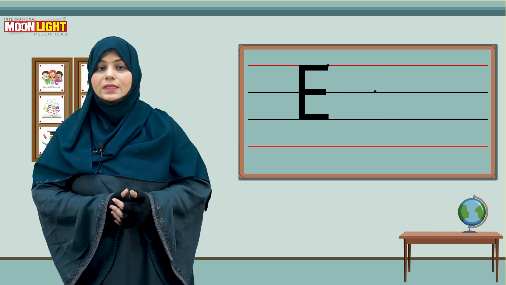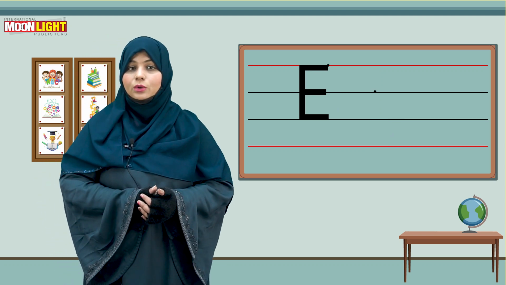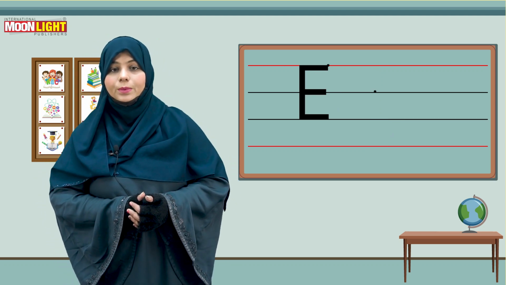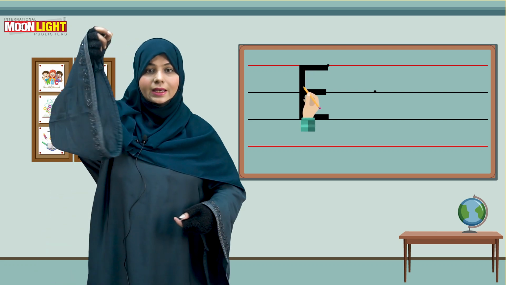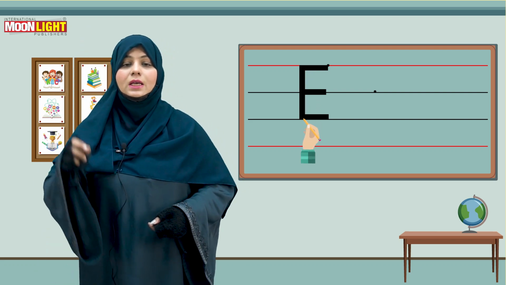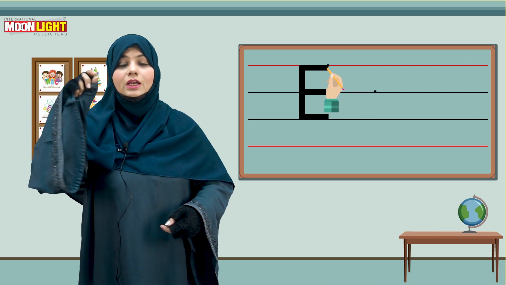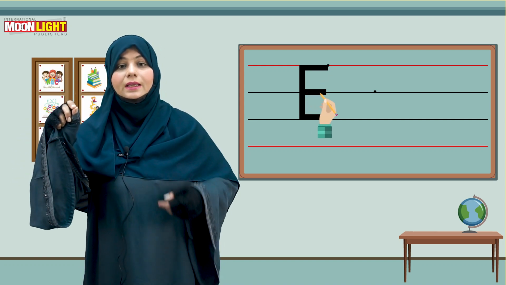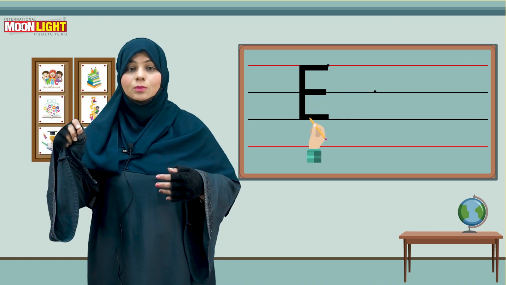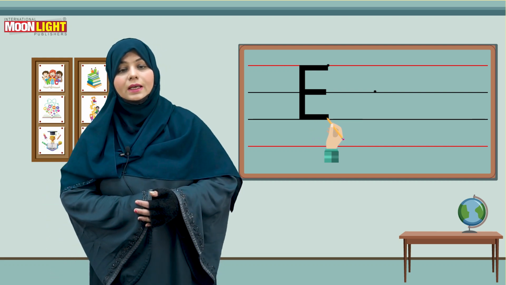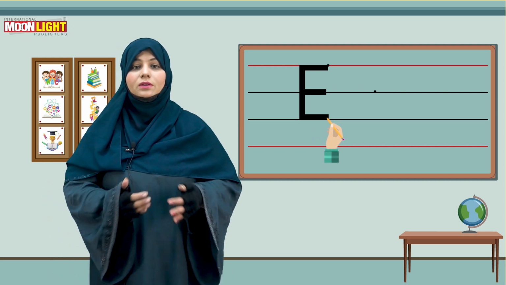Now move towards second line. Never forget to write capital letters in upper 3 lines. Make a straight line in upper 3 lines. Make a slipping line in first line, small slipping line in center line and other small slipping line in third line. It will become capital letter E.